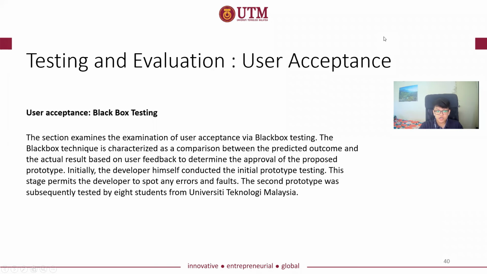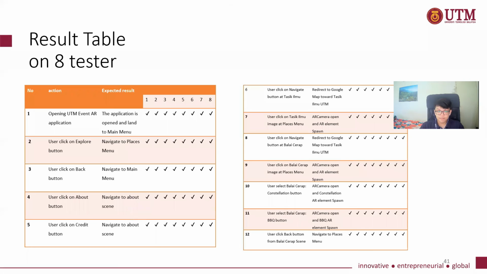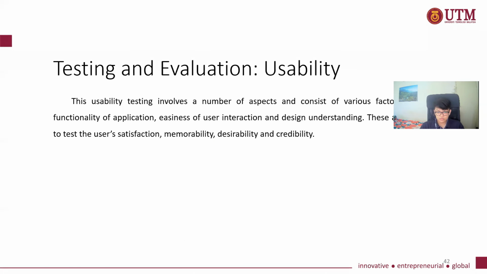Finally, we have the user acceptance using black box testing, which tests the application's user acceptance, which is the UI. There are 12 criteria, such as opening the UTM Event AR application and the user clicking on the explore button. This testing involves testing the UI and function of our product, in which all of these requirements, the 12 tasks, were done by the testers, and they could carry out the tasks gracefully.